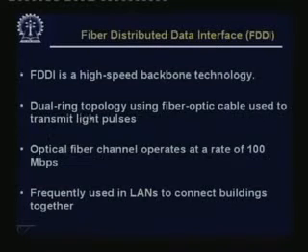It uses a dual ring topology using fiber optic cable to transmit light pulses. The optical fiber channel operates at a rate of 100 Mbps. Well, we can say 100 Mbps only today, but at one point of time when the standard was proposed in the early 80s, it was supposed to be very high speed. It is frequently used in LANs to connect buildings together.